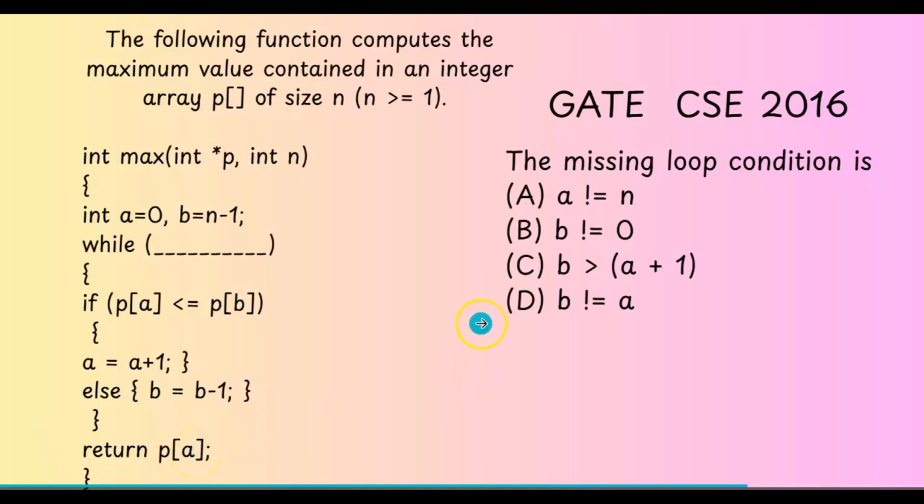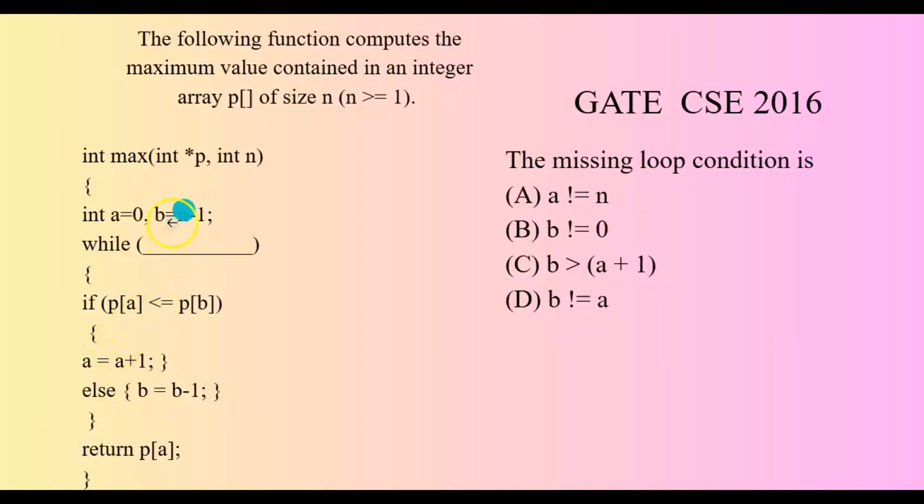So what is the missing loop condition out of these 4 choices? That is the question. Let us find the solution for this problem. P is a pointer to the array, A is equal to 0, and B is equal to n minus 1. Here you compare the first element with the last element. If this condition becomes true, you increment the value of A by 1, otherwise decrement the value of B by 1. That means we are moving towards the larger value. So the right option is option D, B not equal to A.